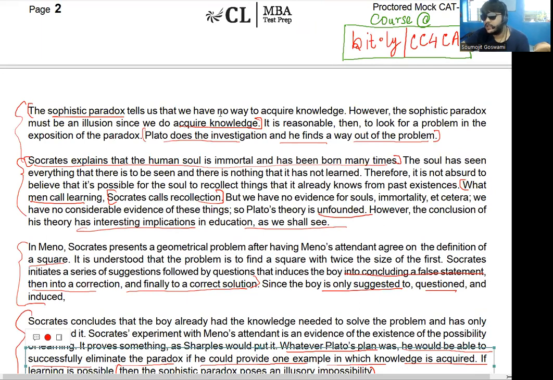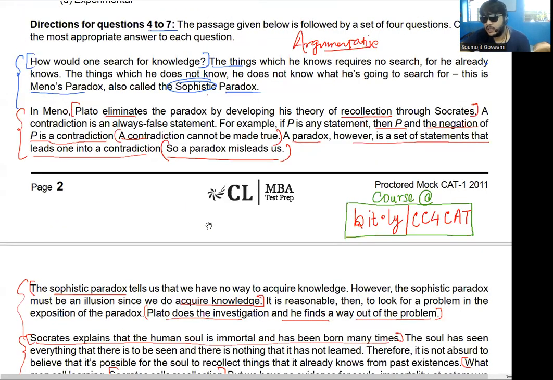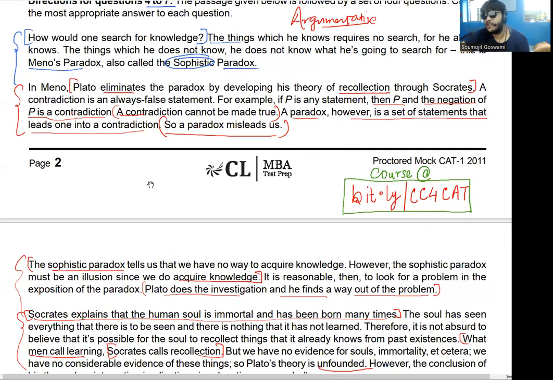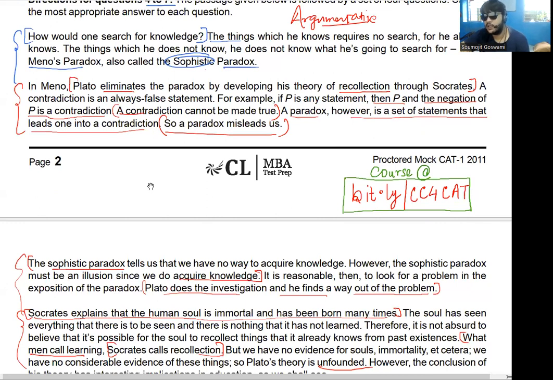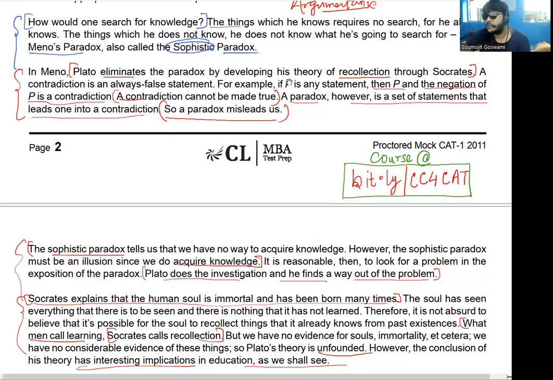The paradox tells us that we have no way to acquire knowledge. However, this paradox must be an illusion since we do acquire knowledge. So there is no way to acquire knowledge, and why is it that we cannot acquire knowledge? Because the things which we know require no search, and the things which we do not know, one does not know what he's going to search for. This is the sophistic paradox, and this paradox is basically telling you that there is no way to acquire knowledge, because the things that you know and the things that you don't know, there is no way that you can know them. So yeah, and Plato eliminates the paradox by developing the theory of recollection through Socrates.